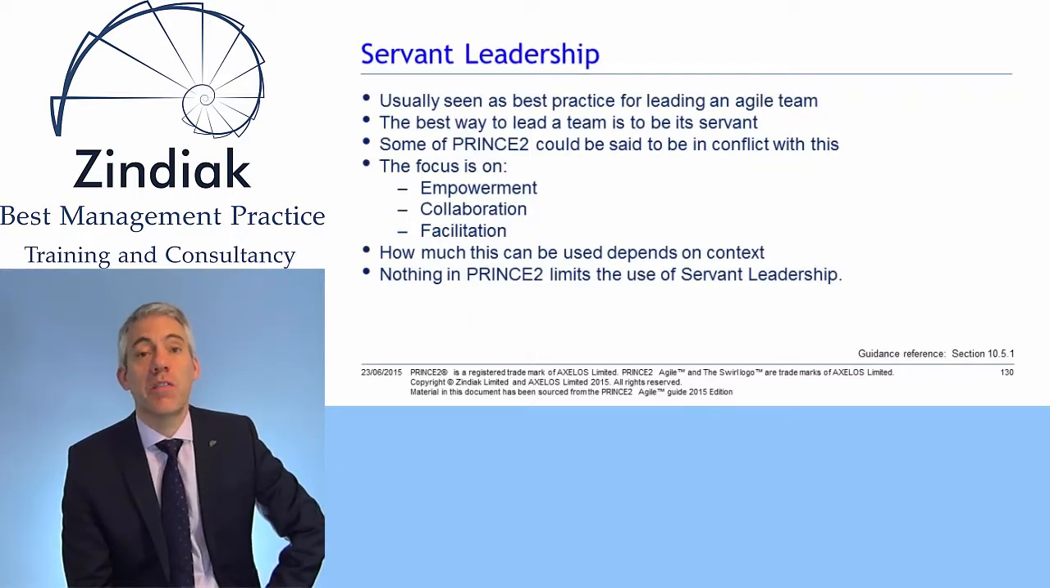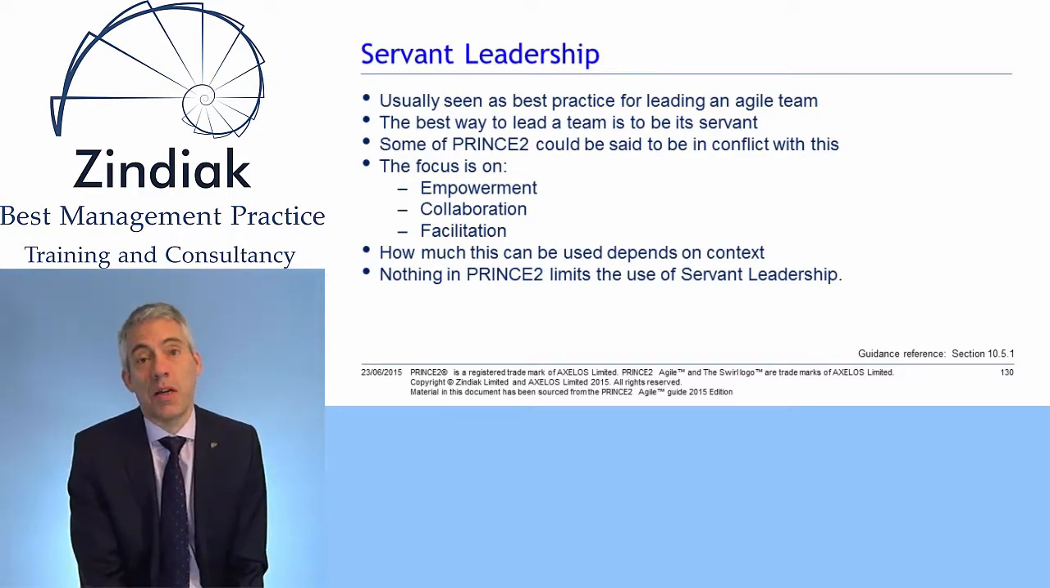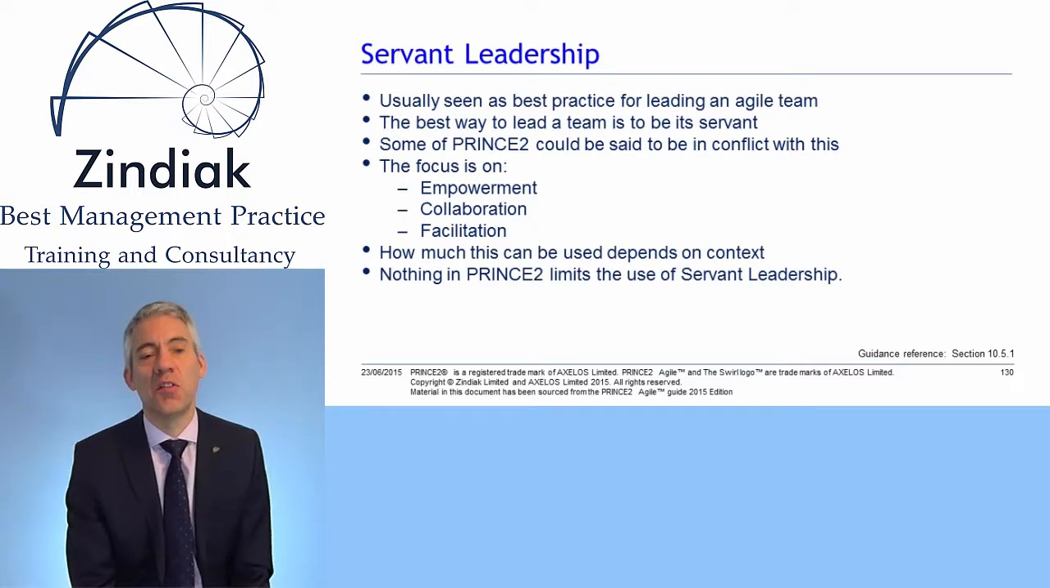We're now going to talk about servant leadership. And the first thing to realise about servant leadership is it's not new. It's been around at least since the 1970s when it was first highlighted by Robert Greenleaf, but really it has been around much longer than that. It's usually seen as best practice for an agile team, and I think that goes back to the people who created the Agile Manifesto in terms of them describing how they would like to work and how they would like to be led and or managed or not managed, depending on your viewpoint.